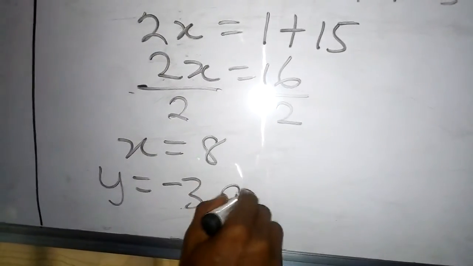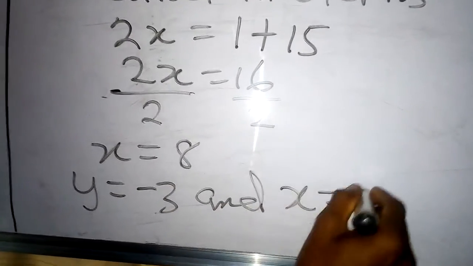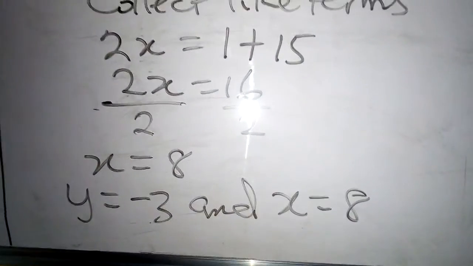So your answer now is y equals −3 and x equals 8. This solves the simultaneous equations.